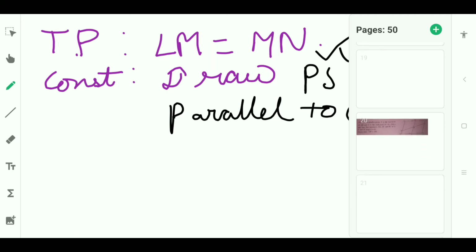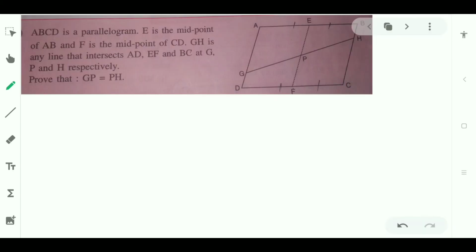As we have proved, now let us do a small question. We are going to do only this question in this video. In the next video we will be doing problems based on the equal intercept theorem. You can see the question on your screen. ABCD is a parallelogram. E is the midpoint of AB and F is the midpoint of CD. GH is any line that intersects AD, EF and BC at G, P and H respectively. Prove GP is equal to PH. You can see the diagram over here.